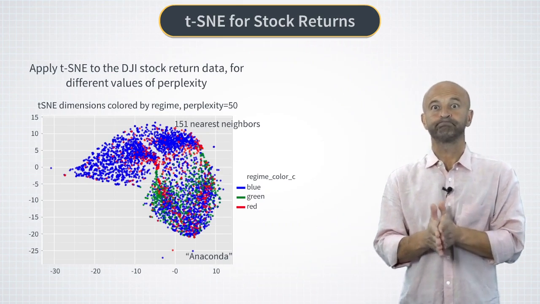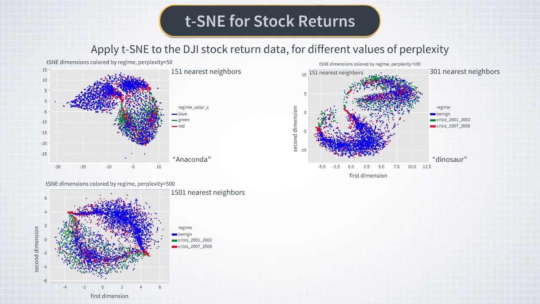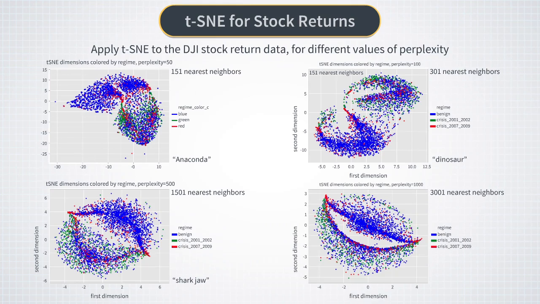Let's increase perplexity to 100, and now it looks like a dinosaur. Let's continue. Let's take it to be 500, and then we get a shark jaw. And finally, drums, please. We take perplexity to 1,000, and what we get is the first ever visualization of the famous volatility smile known in option trading.